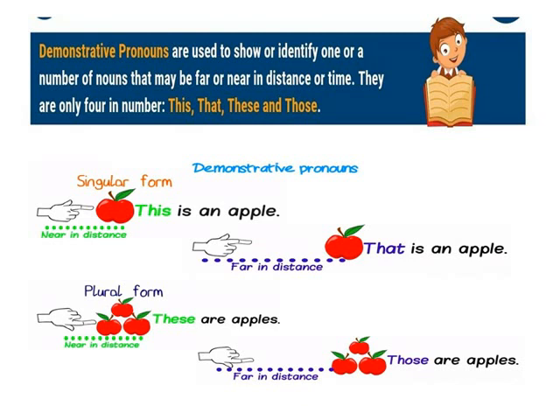Children, there are only a few demonstrative pronouns in the English language, and if you remember them, you will have no difficulty using them. Let's see some examples. In singular form, near in distance, this is an apple. Similarly, far in distance, that is an apple. When we talk about plural form, near in distance, these are apples, and far in distance, those are apples.